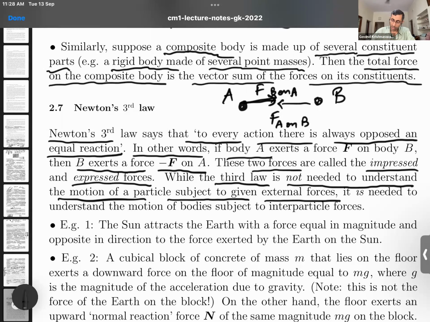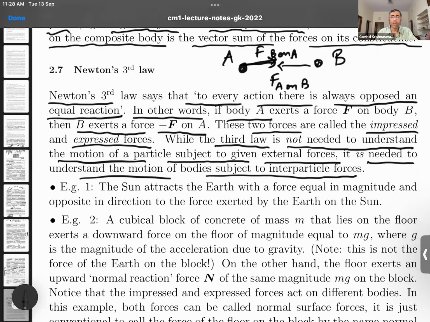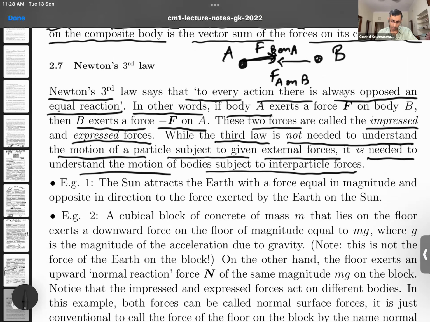On the other hand, it is needed to understand the motion of bodies subject to interparticle forces. If you have two bodies subject to interparticle forces, then Newton's third law is important. It has non-trivial consequences. If your job is entirely to study the trajectory of a particle due to given external forces, you can forget about Newton's third law. It plays no role. And we are often dealing with such situations.